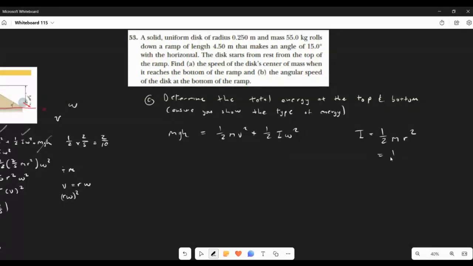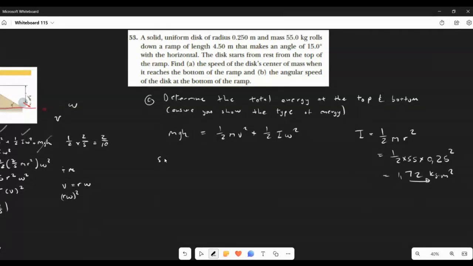Hope you guys agree with me. So that's half times 55 times 0.25 squared. Can someone just give me that value? I can't put it here somewhere. Okay. You should get 1.72 kilogram meter squared.